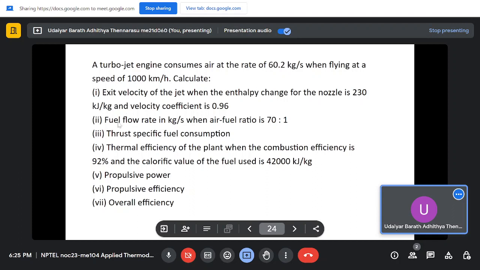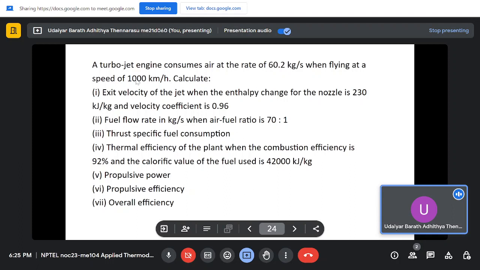So then second is fuel flow rate in kg per second when air fuel ratio is 70:1. Thrust specific fuel consumption. Then thermal efficiency of the plant when the combustion efficiency is 92% and the calorific value of the fuel used is 42,000 kilojoule per kg. Then we have to calculate propulsive power, propulsive efficiency and overall efficiency. So we'll see how to solve this.